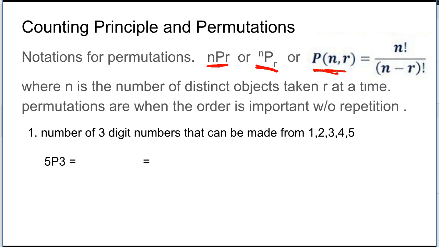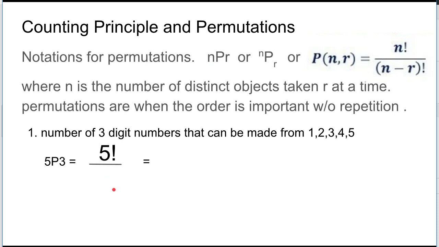So let's take a look at how that works with the problem we just did. You'll see it's the exact same problem. How many 3-digit numbers can be made from the numbers 1, 2, 3, 4, and 5 without repetition? Now, that means I've got 5 objects, and I've got to take them 3 at a time.